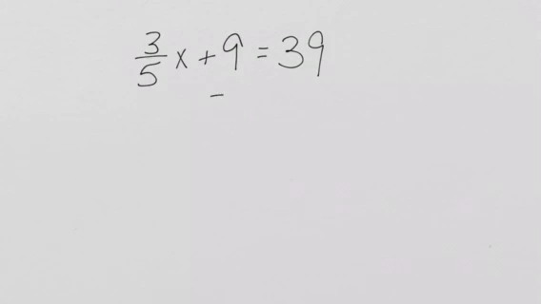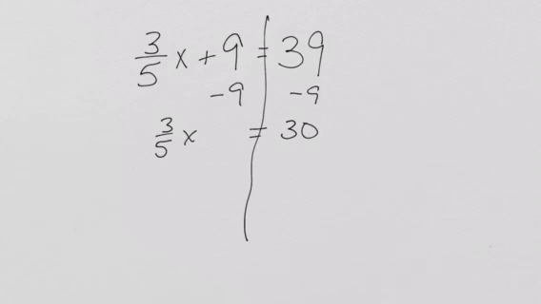Okay, our next one, let's subtract 9 from both sides, because we're taking care of adding and subtracting first, and we get 3/5 x equals 30. Then we can multiply by the reciprocal. Over here on the left side, you'll get x equals, on the right side, we need to simplify that before we multiply it, and we get 50.